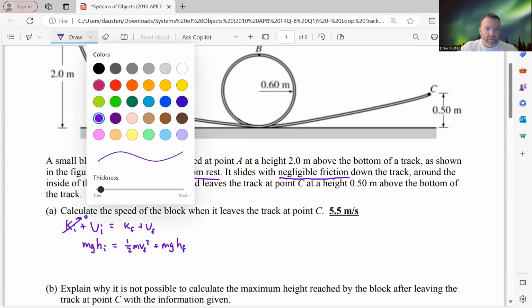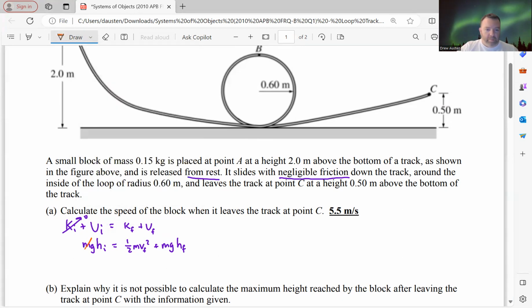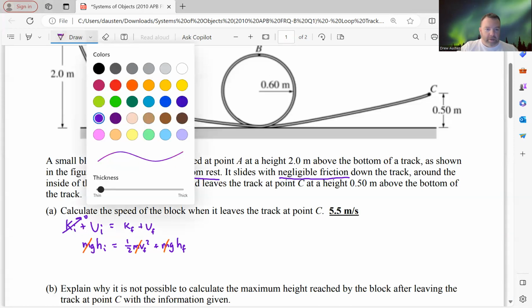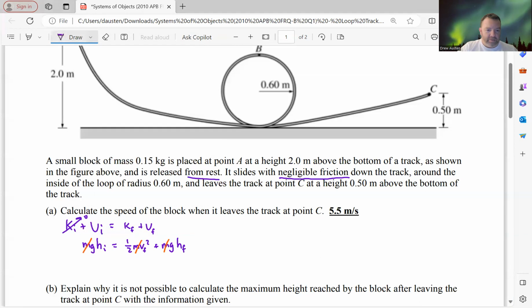We have a mass in every term, so I can get those canceled out. And then the v final is the thing we're solving for. So I'm going to subtract gh final from both sides. So I have gh initial minus gh final, factor out the g, and then multiply both sides of the equation by 2, square root both sides of the equation. So vf is equal to the square root of 2g times hi minus hf.